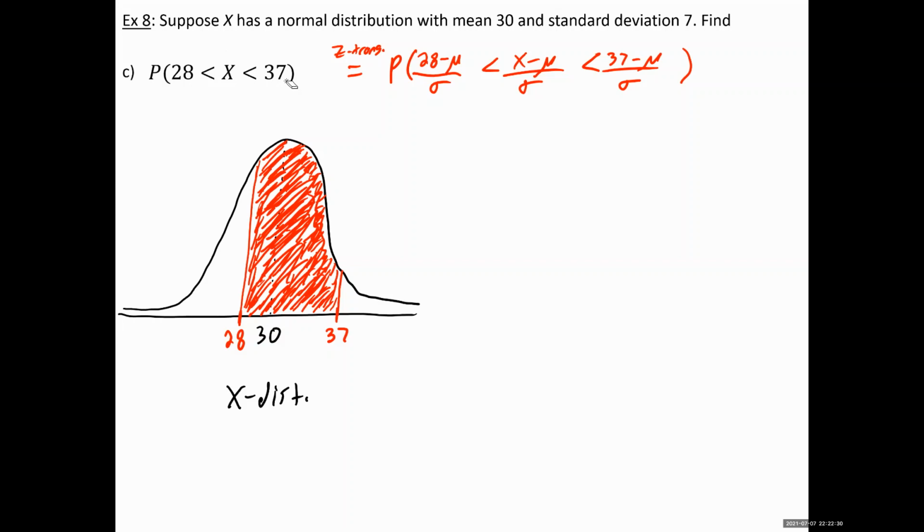Which one is the one that's going to change to z? The middle one, the one that had the x, will change to z. The other ones, I'm going to plug in the numbers for mu and sigma. So here I'm going to write 28 minus 30 over 7. The middle one turns into z. The last one, 37 minus 30 over 7.